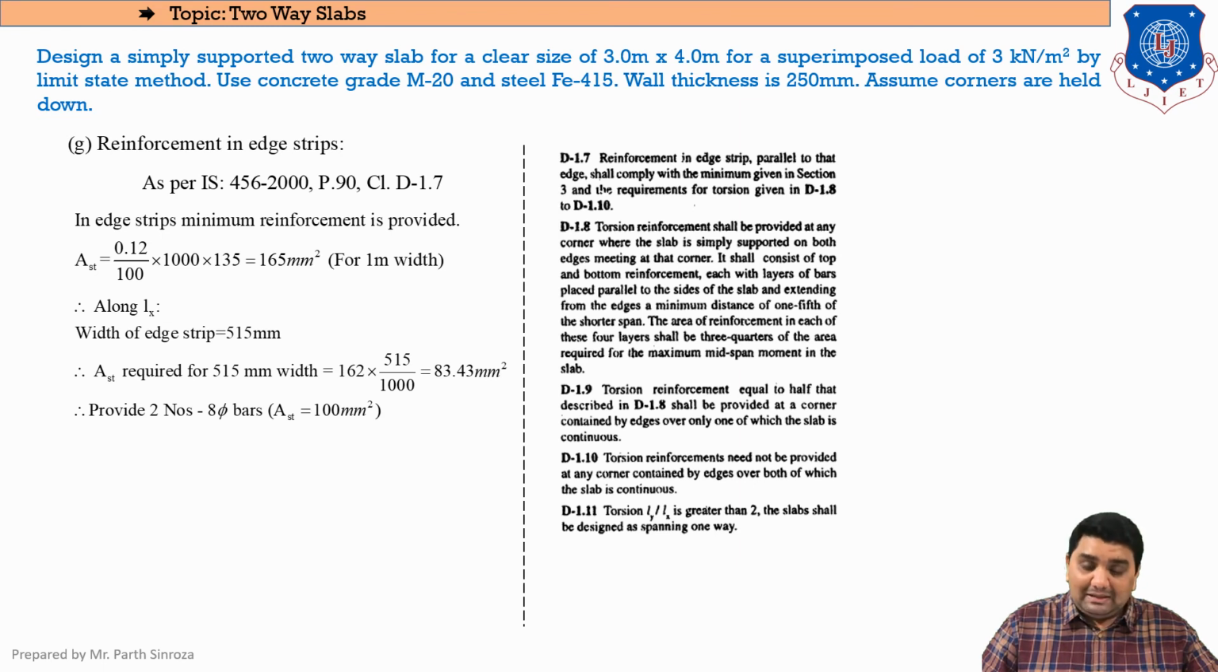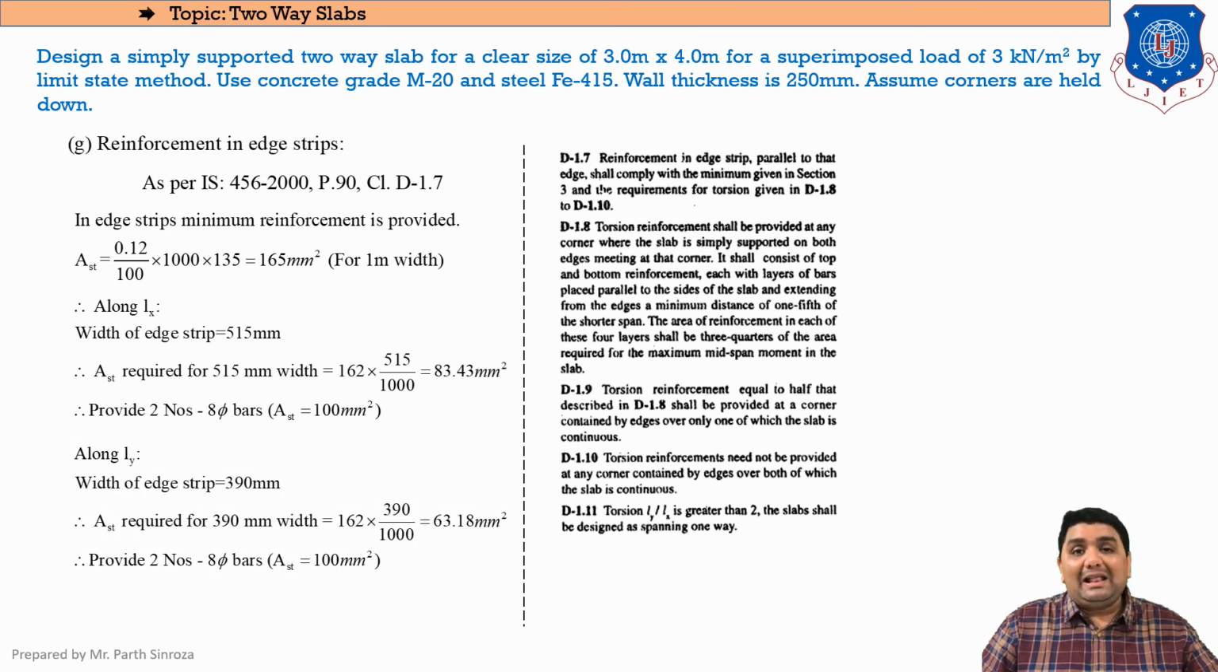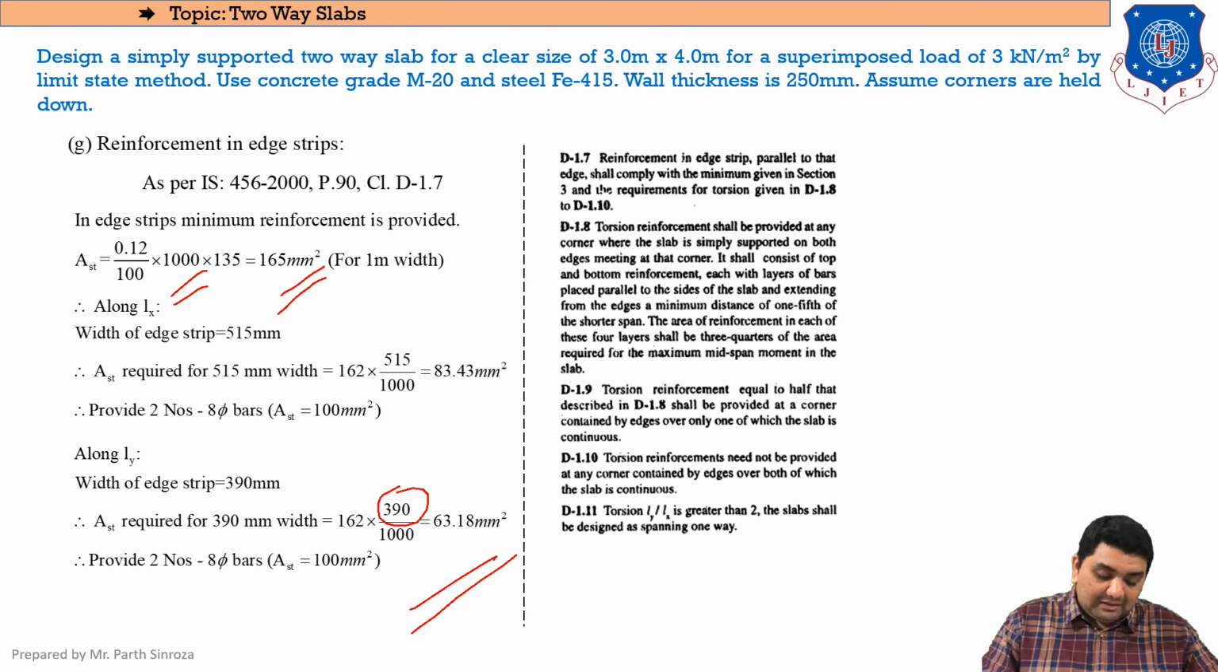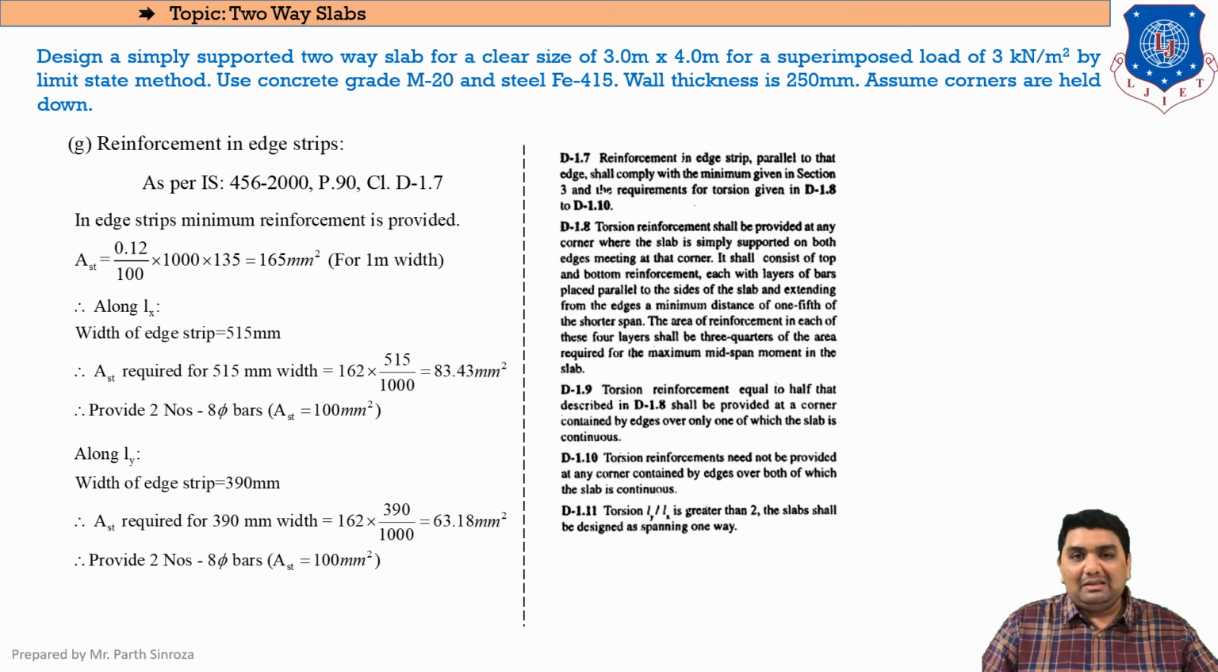So this was along LX, and the same thing will be repeated for LY. The only thing that is changing is the width. For 1 meter, the AST value was 165. So for 390 mm, what should be the value? You can again cross multiply and get the answer. The answer in this case comes out to be 63.18. So again we provide two numbers of bars in this case. Clear?